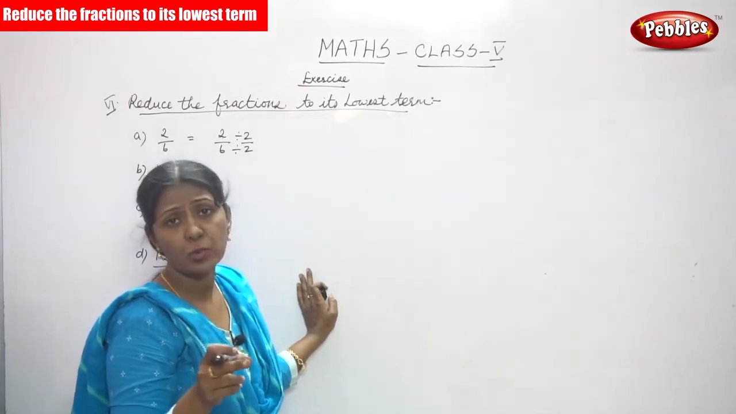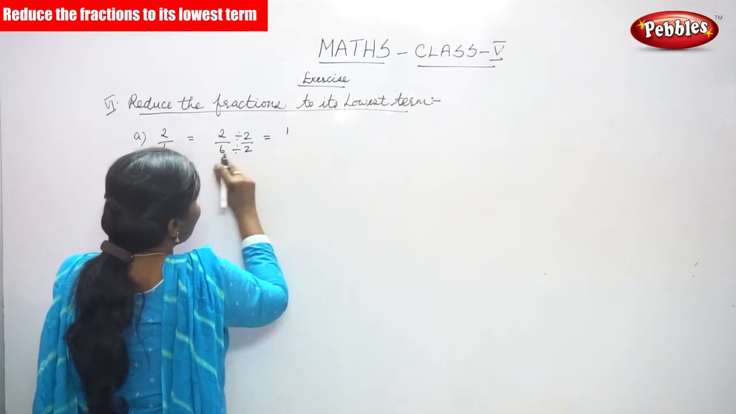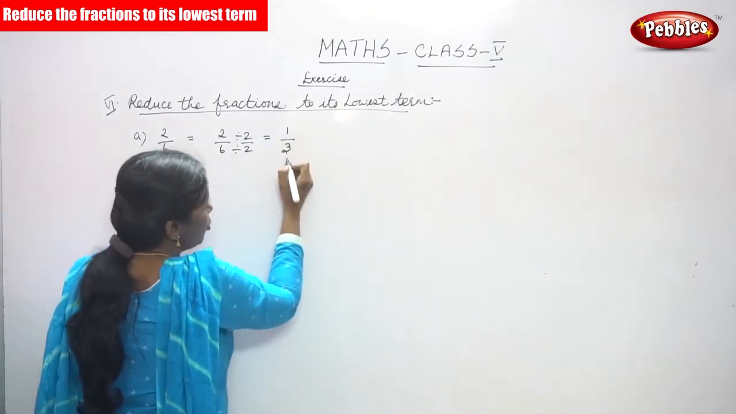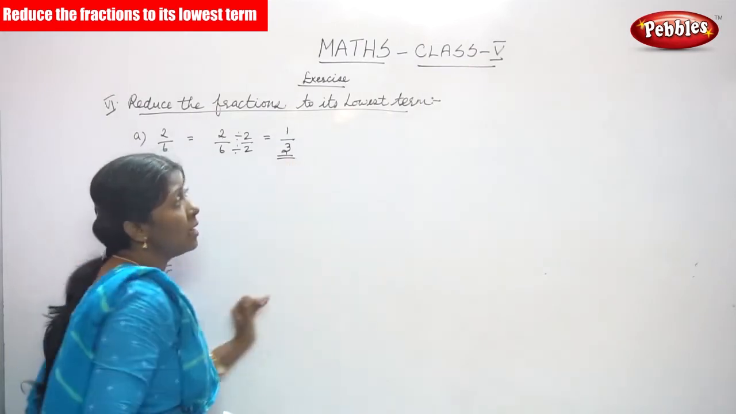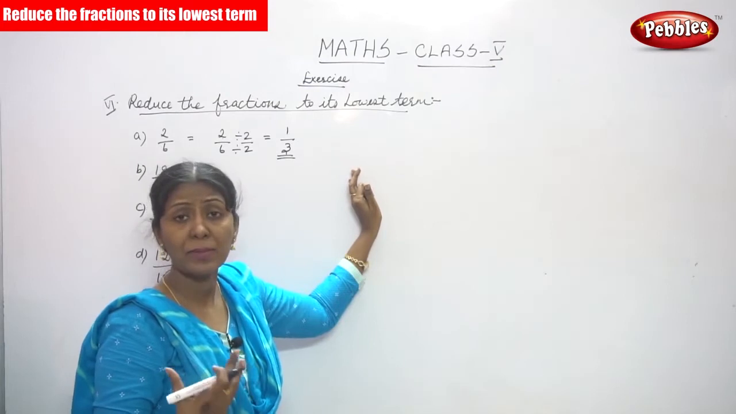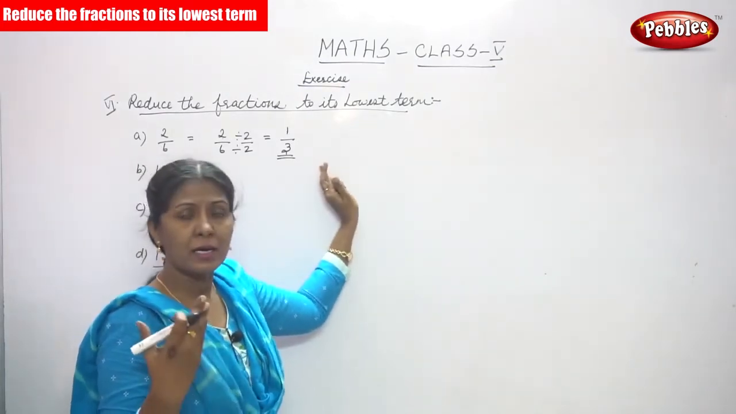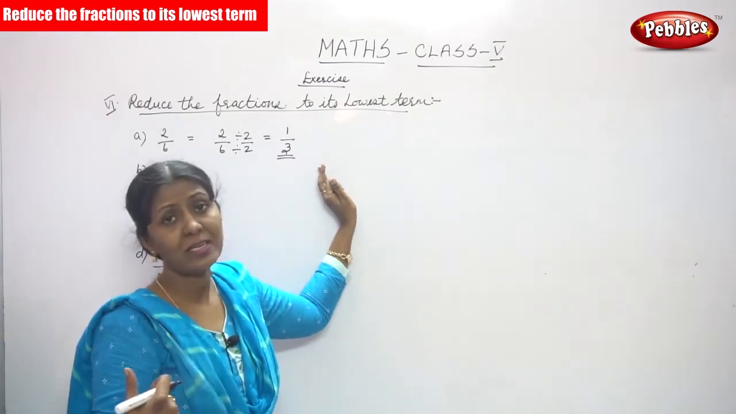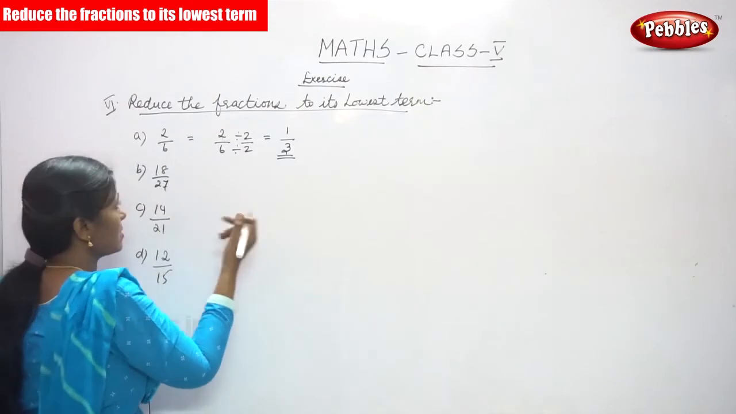So the common factor is what? 2. So 2 is divided by 2, you get 1. 6 is divided by 2, you get what? 3. So the answer is 1 by 3. This is the very lowest term. Hereafter you can't make the fraction any simpler. So this is the very lowest term, or least term.